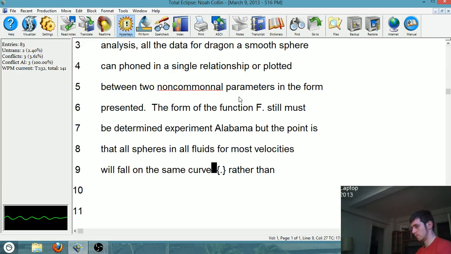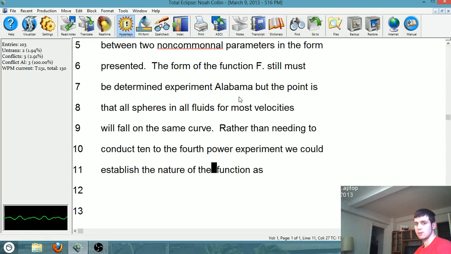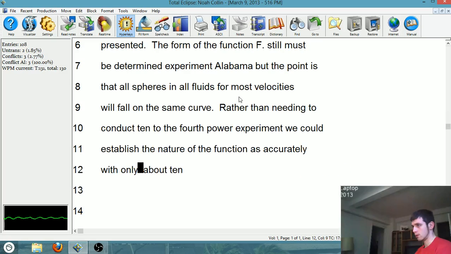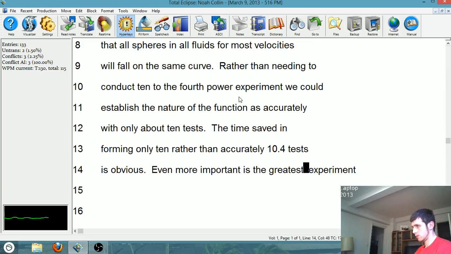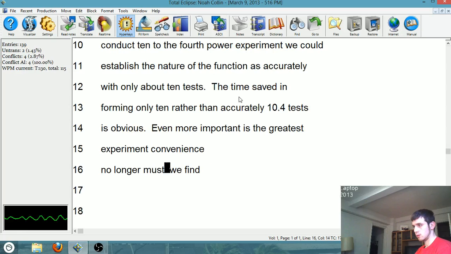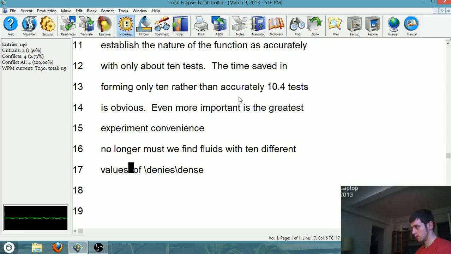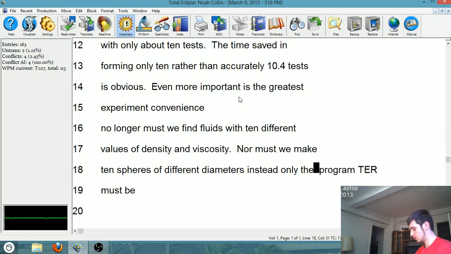Rather than needing to conduct 10 to the fourth power experiments, we could establish the nature of the function as accurately with only about 10 tests. The time saved in performing only 10 rather than 10 to the fourth tests is obvious. Even more important is the greater experimental convenience. No longer must we find fluids with 10 different values of density and viscosity, nor must we make 10 spheres of different diameters. Instead, only the parameter must be varied.